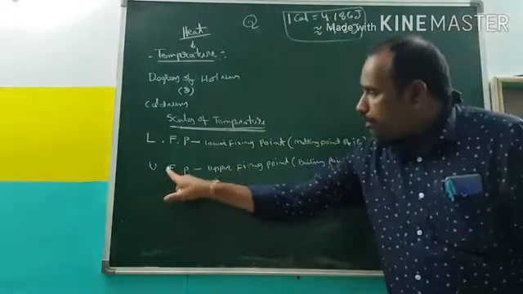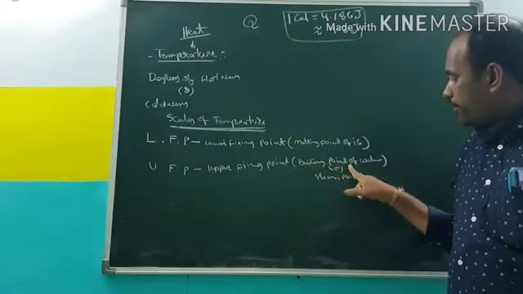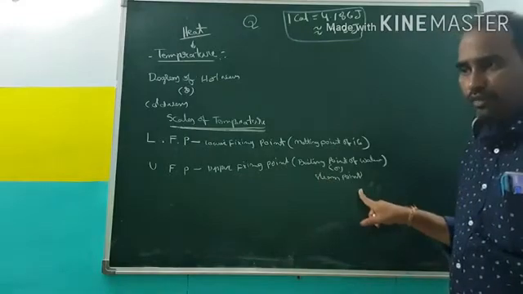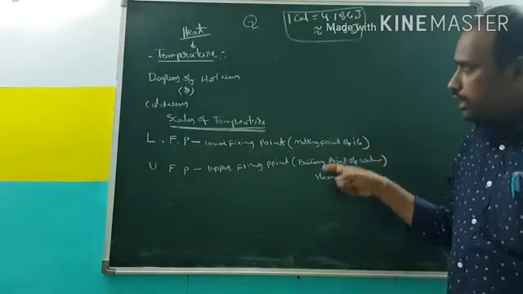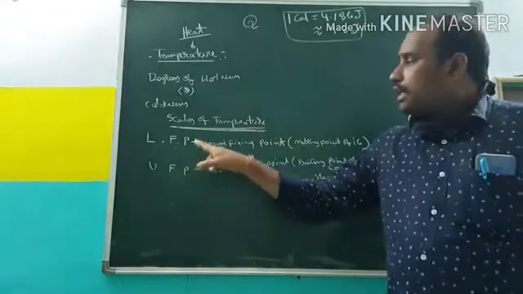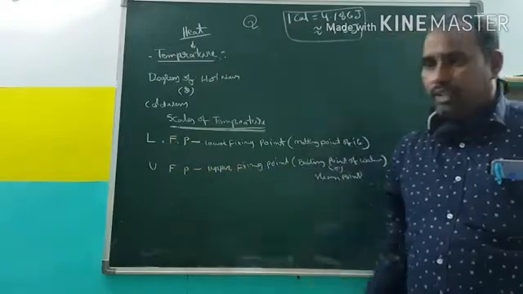Second one is the upper fixing point. Upper fixing point means the boiling point of water, or another name is steam point. These two are taken for the construction of the scales of temperature. We use a lower fixing point and an upper fixing point.